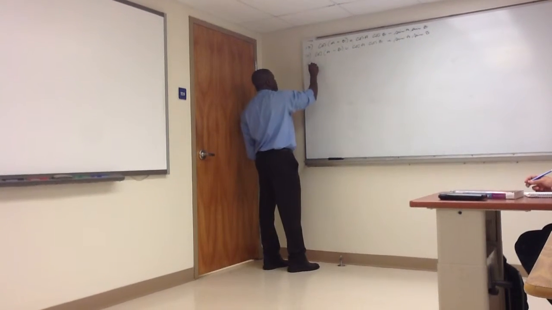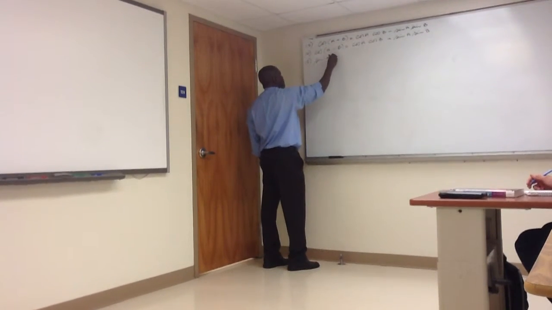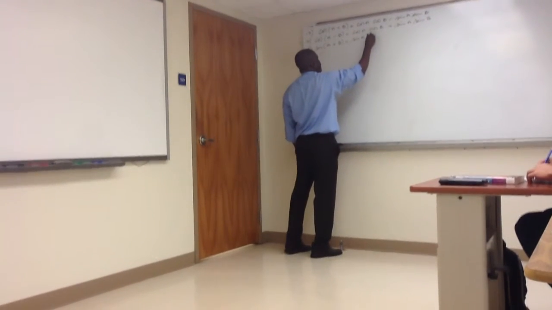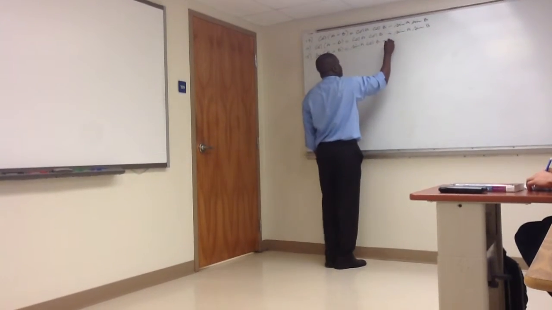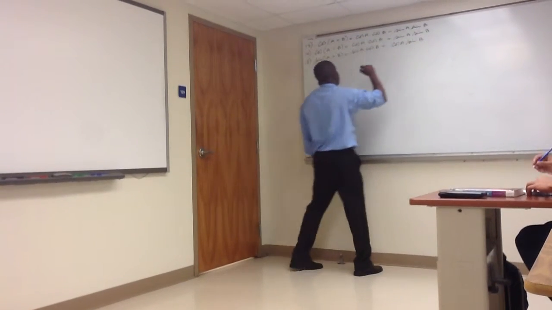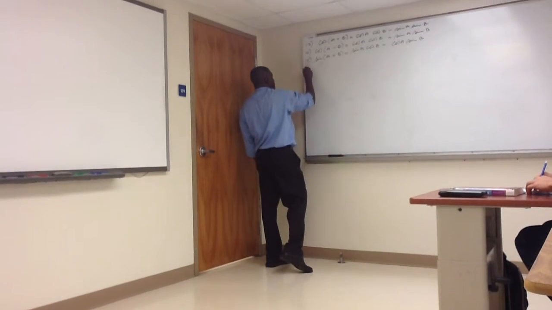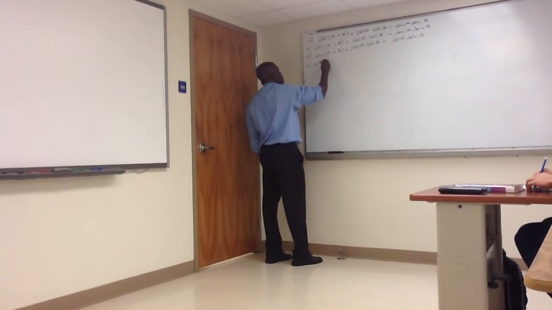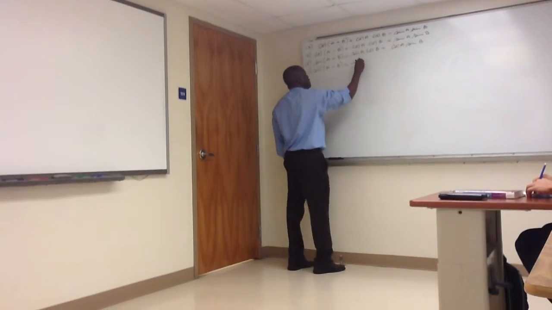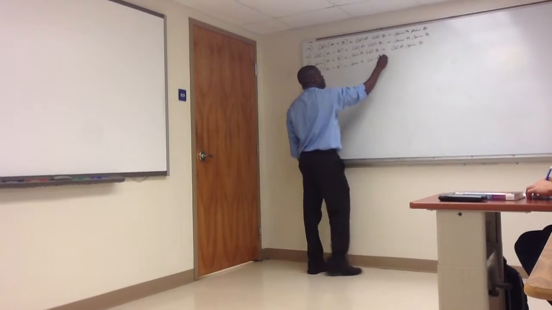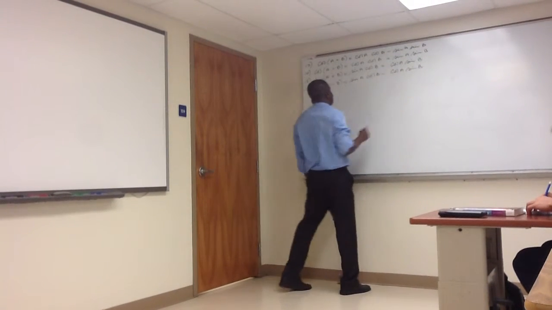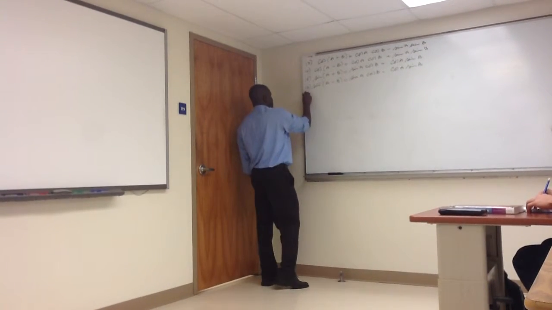15. Sine of A plus B is sine of A, cosine of B, plus cosine of A, sine of B. 16. Sine of A minus B is sine of A, cosine of B, minus cosine of A, sine of B. 17.